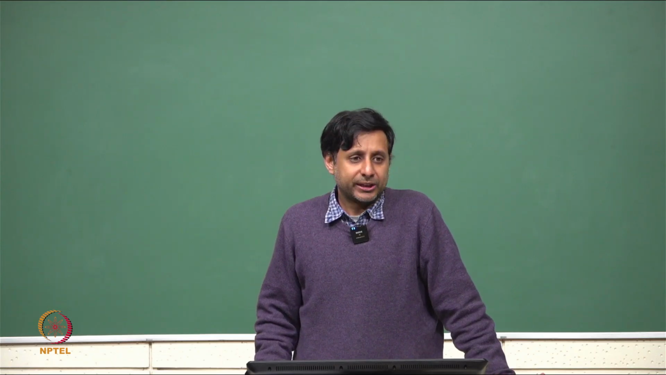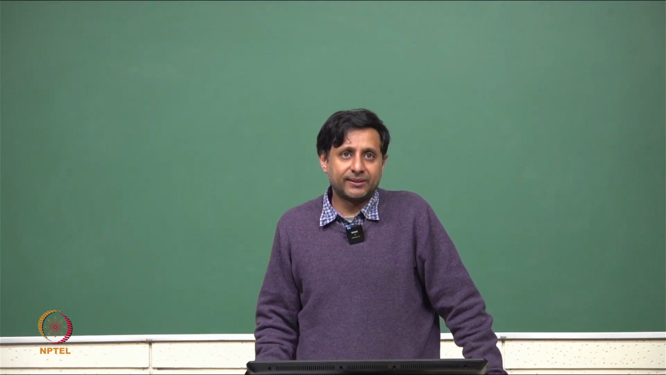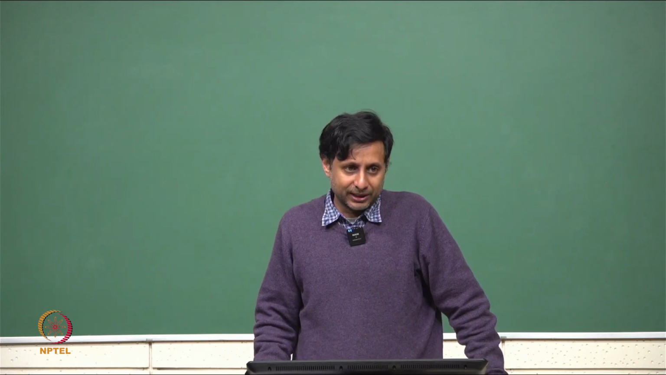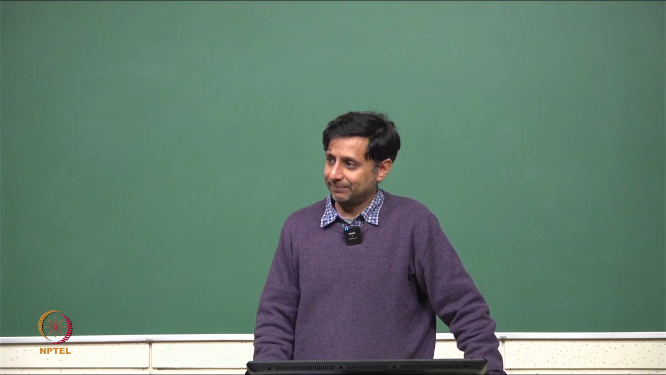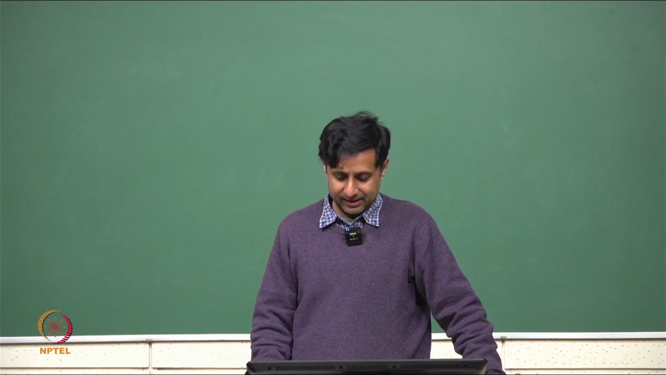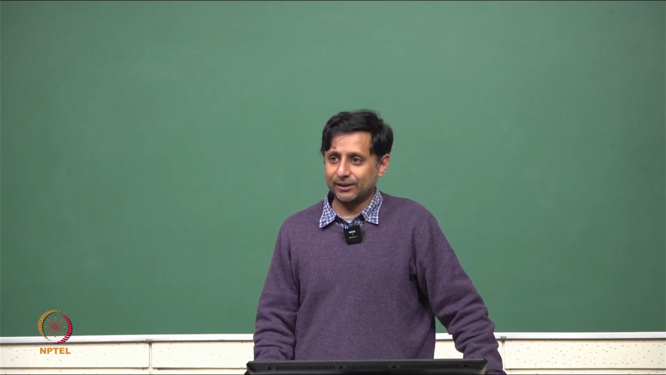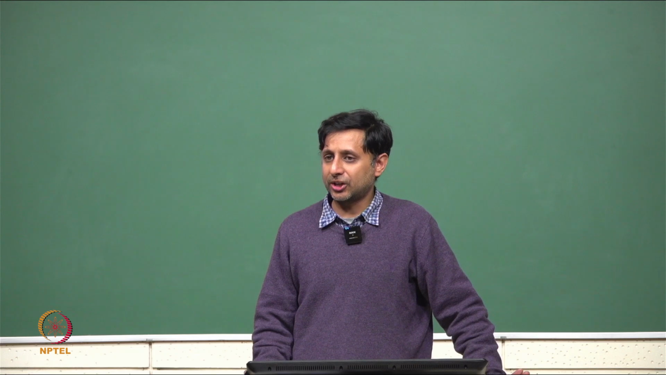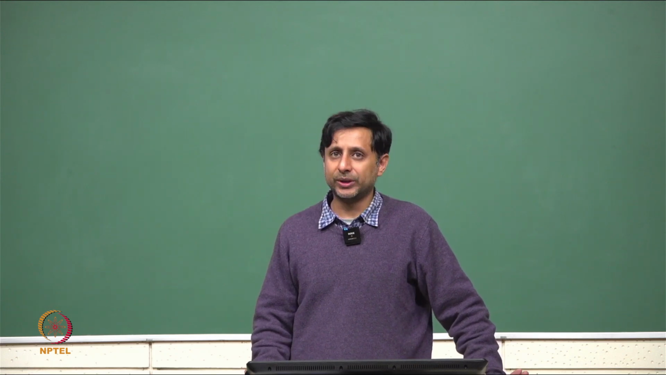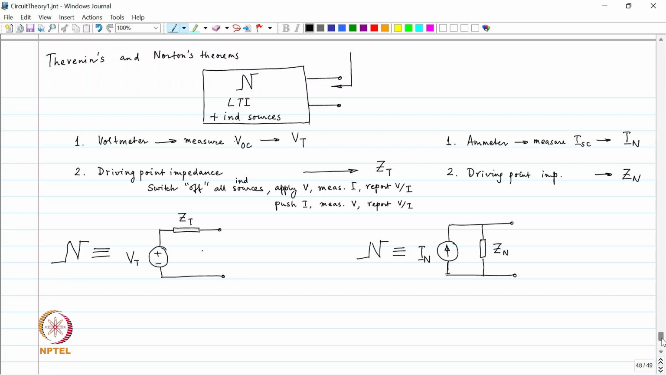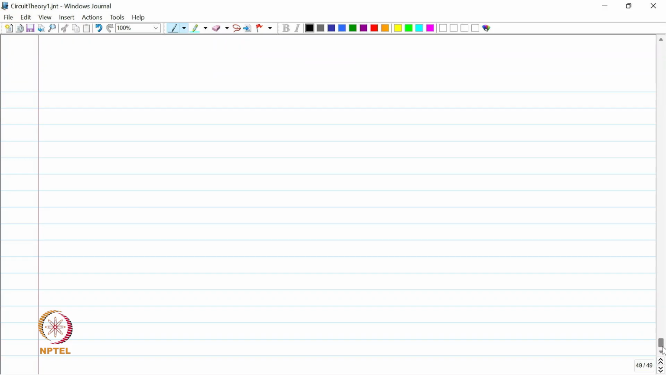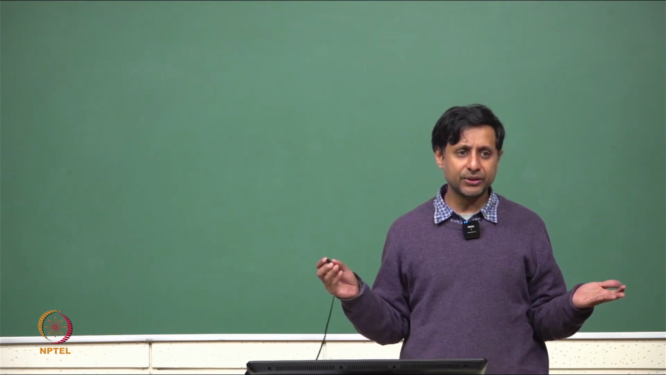And then what Thevenin says is, with these two experiments, I am going to represent my network as open circuit voltage V t in series with Z t, the driving point impedance. Norton says that instead of the network, I will have short circuit current I n in shunt with Z n, the driving point impedance. Fine. And now, what we are going to do is, we are going to prove these, and the proof is pretty similar for both. We will do one, you can outline what the other is going to be.